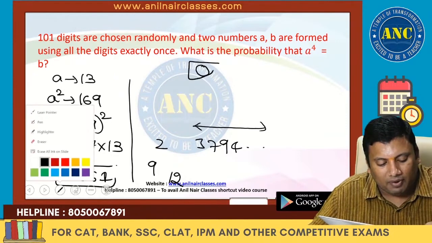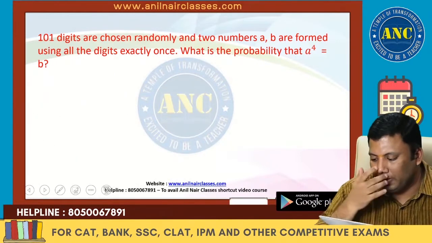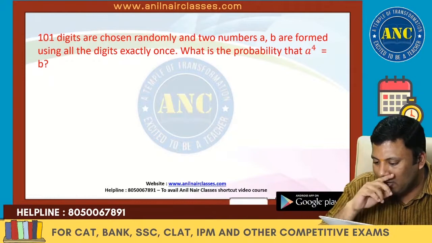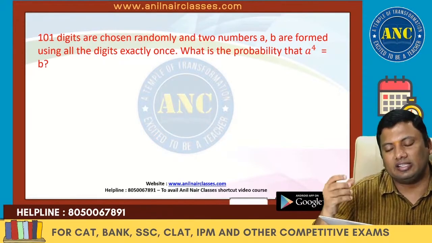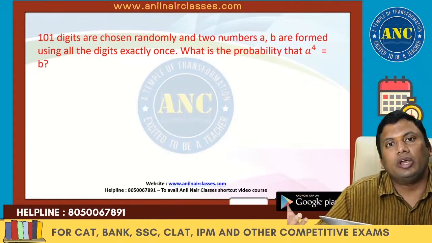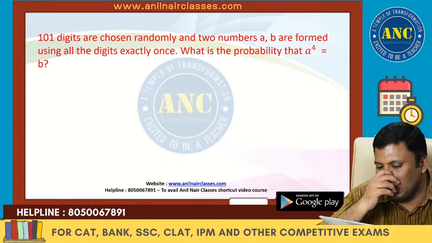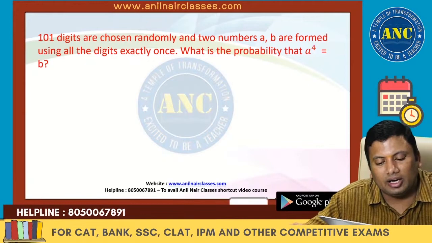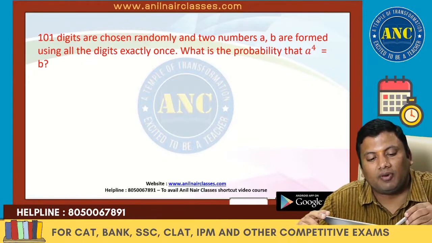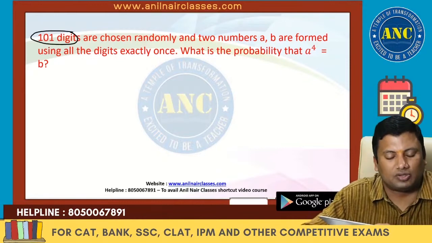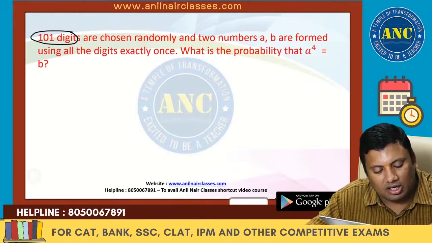A power 4 cannot be equivalent to b. I hope it is clear, right? A has got n digits, a square has got 2n or 2n minus 1 digits. A power 4 will have 4n or 4n minus 1, 4n minus 2, 4n minus 3. 101 is 5 into 20 plus 1. So that case is not possible.